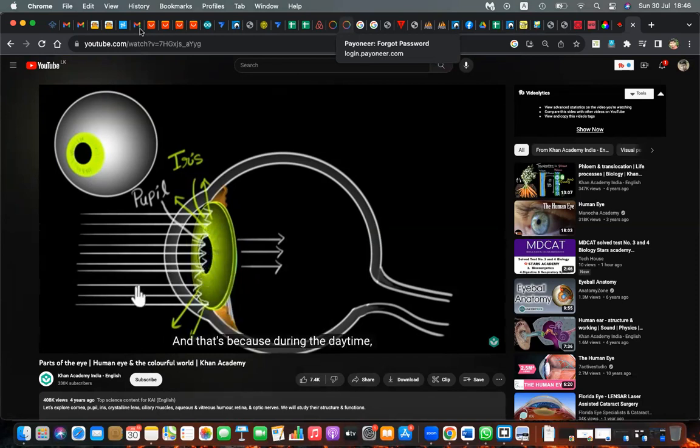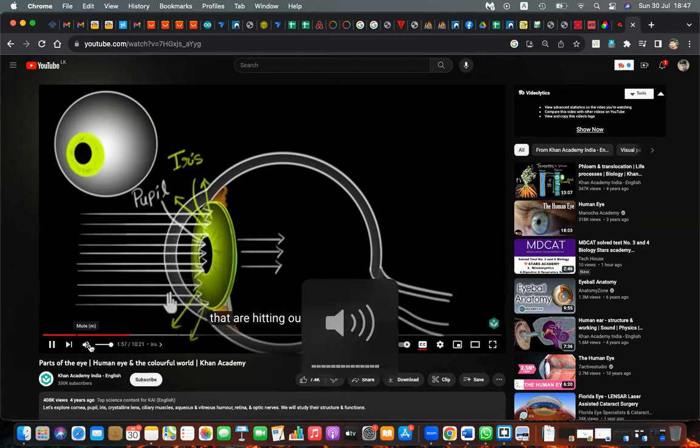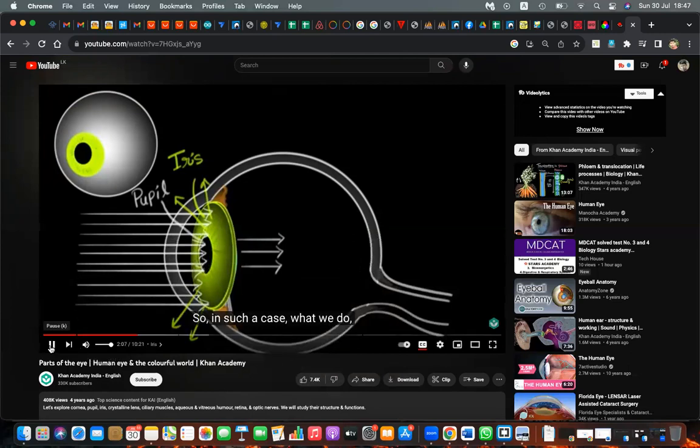And that's because during the daytime, or when the ambient lighting conditions are very bright, then there are a lot of rays of light that are hitting our eyes. So we wouldn't want too many rays of light entering our eyes, because in that case, that might damage our cells. So in such a case, what we'll do is our iris will make its hole smaller. The pupil becomes constricted so that it only allows the required amount of light to enter our eyes.